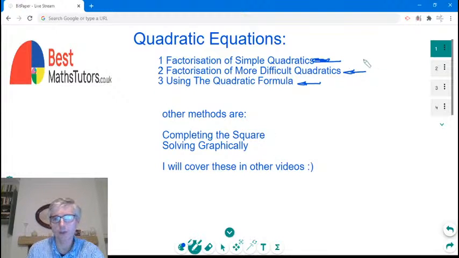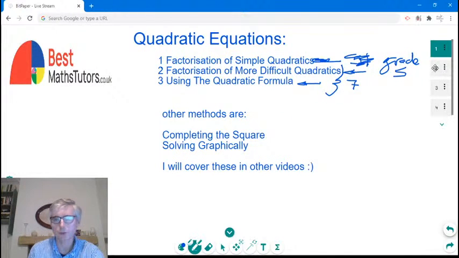Also just to give you an idea of the level of these ones, factorisation of simple quadratic equations is probably around grade 5, and the more difficult quadratic equations and the quadratic formula, they're about grade 7.